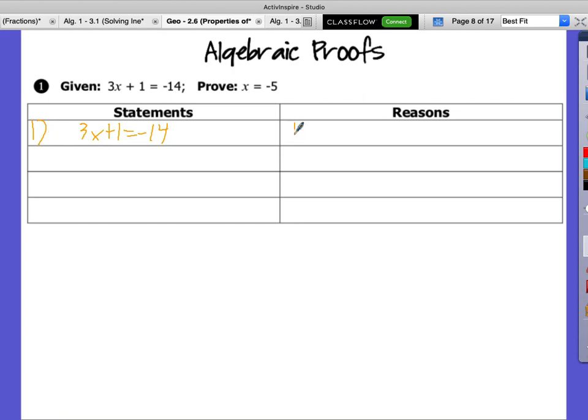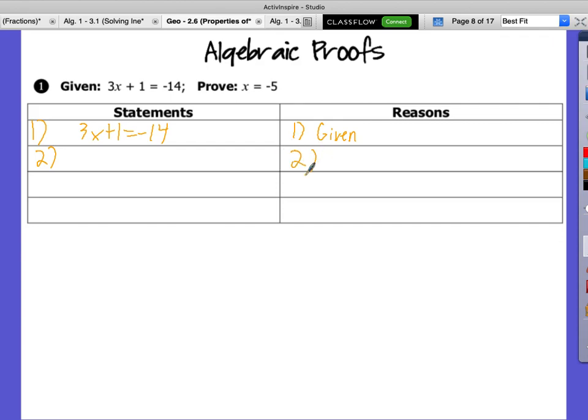So what is that? Someone else want to help? Riley. Given. It's our given. Yes, you are, Riley. So 3x plus 1 equals negative 14, and that is given. Our first statement or step will always be what's given, and our reason is that it was given to us. So then we move on from there.